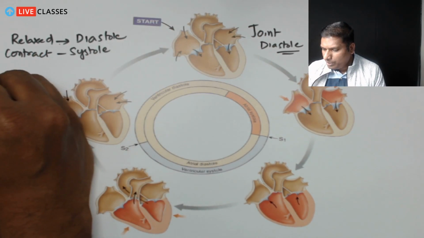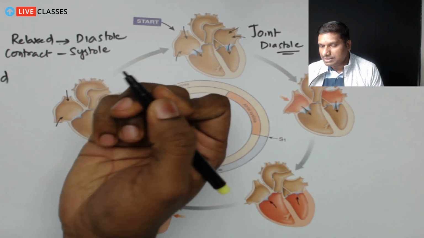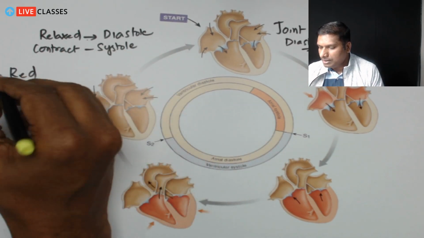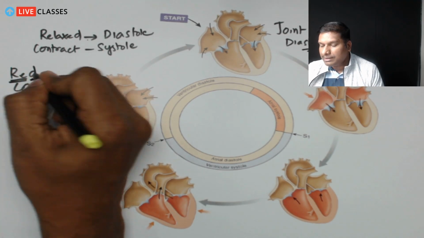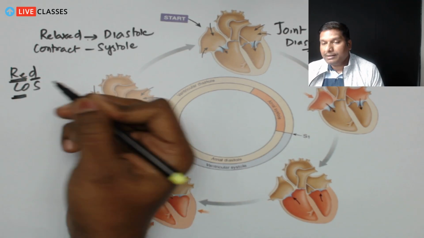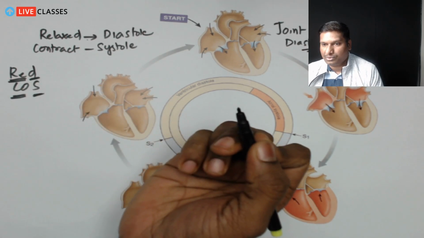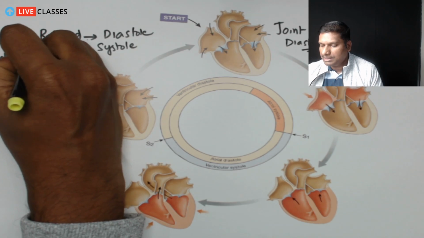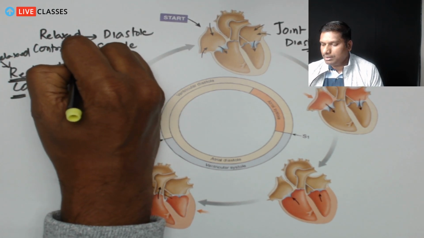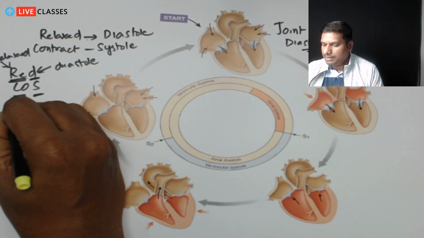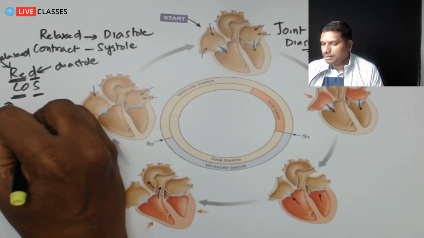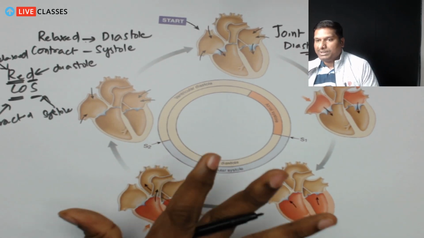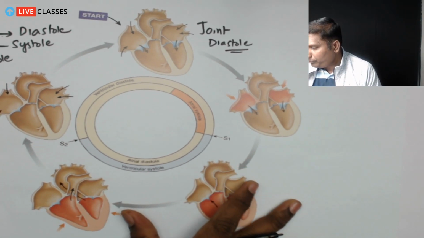I'll tell you a simple way to remember this. You all know Red Cross. So just remember this as red cos, not red cross, red cos. Relaxed state is diastole and contracted state is systole. Now with that knowledge we'll look into this.